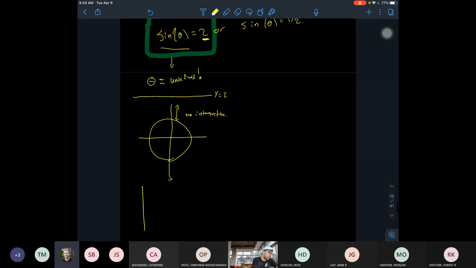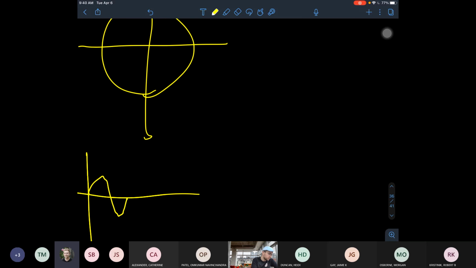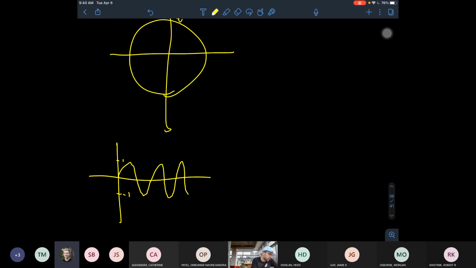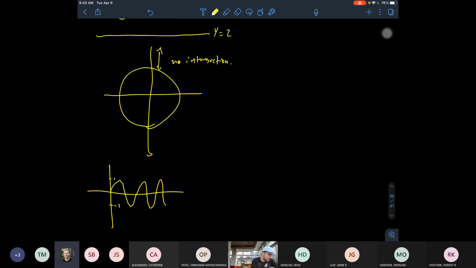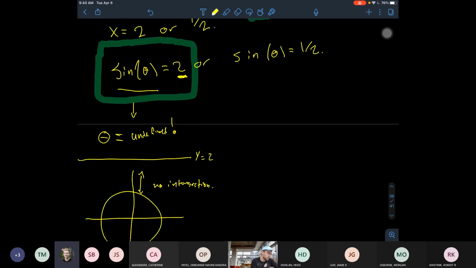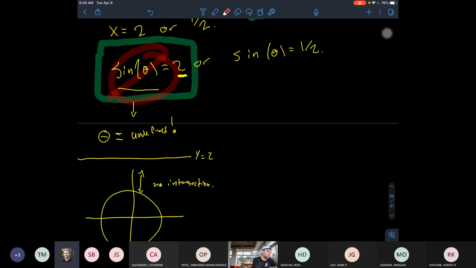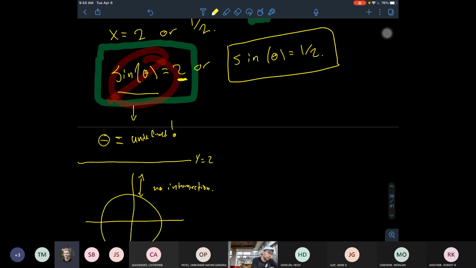Or if you look at the graph of sine theta, what values does it take? Its y values are between 1 and -1. Right? So asking which values of theta cause sine of theta to be equal to 2 is nonsensical. It makes no sense. So we're just going to ignore this solution to our quadratic. Now let's focus on this other one here.